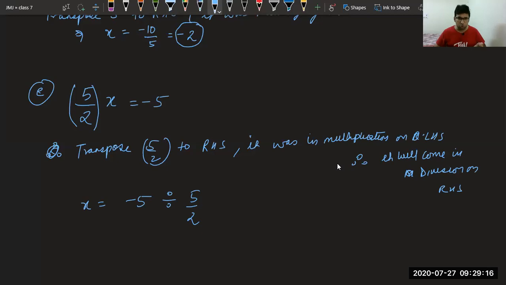Now we all know how to solve this. We can take it as minus 5 upon 1. Then, from chapter number 2 we have learned, the first term remains as it is, division becomes multiplication and this becomes the reciprocal, 2 upon 5, and this 5 and 5 will cancel. 2 into minus 1. 2 into minus 1 is minus 2, and that is the answer.